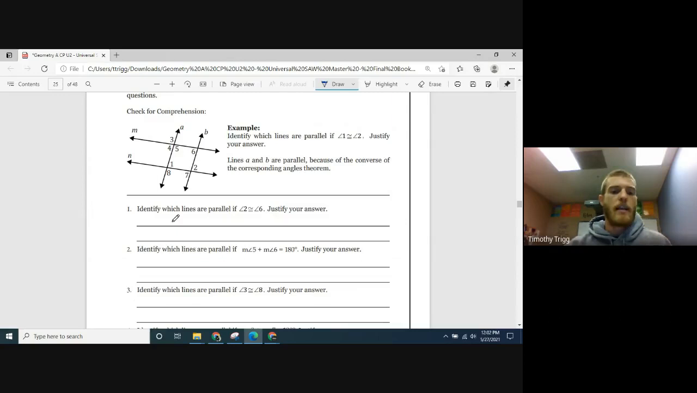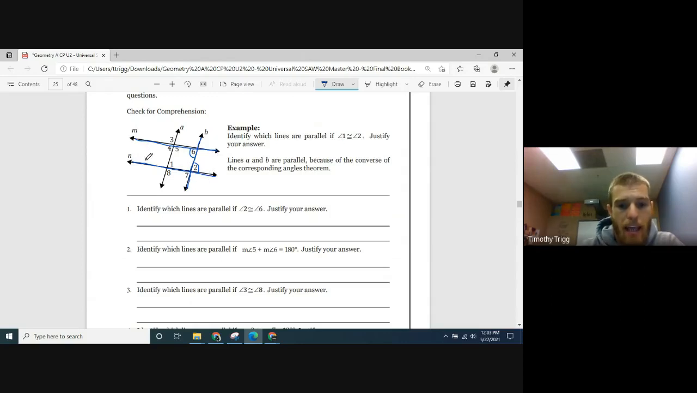So identify which lines are parallel if angle 2 is congruent to angle 6. So let's find our angles. So we have angle 2 and angle 6. Well, which lines are involved here? So N is involved with angle 2, M is involved with angle 6, and then B is involved with both the angles. So A is not involved at all with these angles. So of those three that I just highlighted, which lines are parallel?